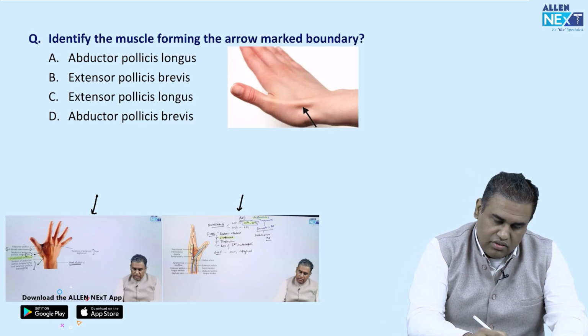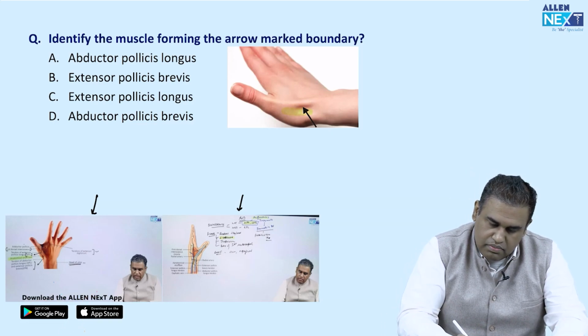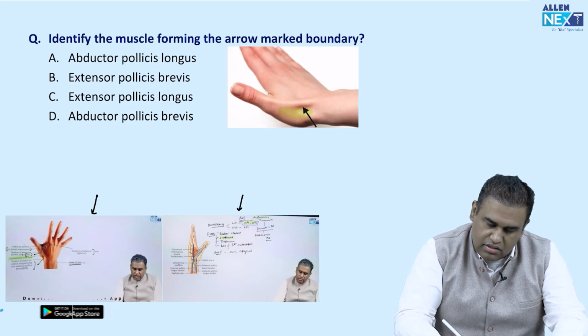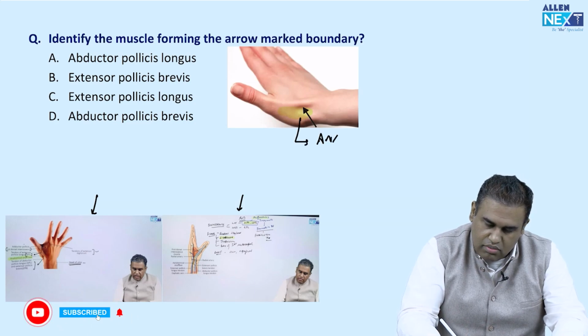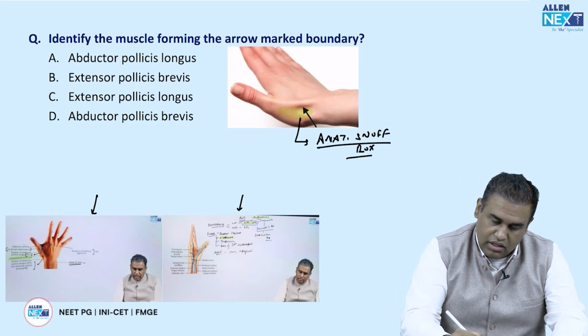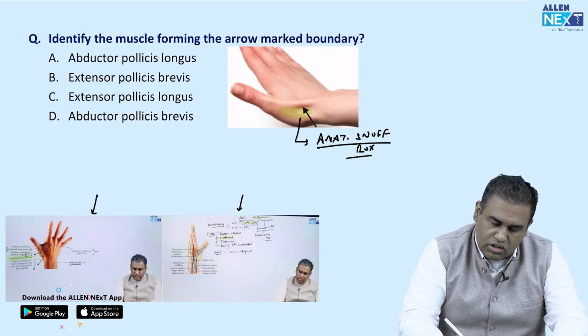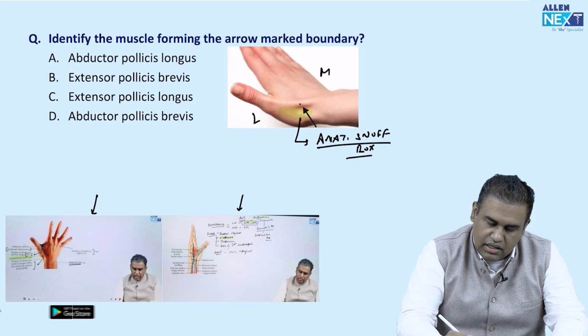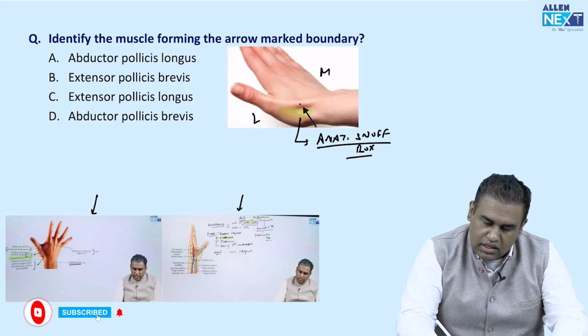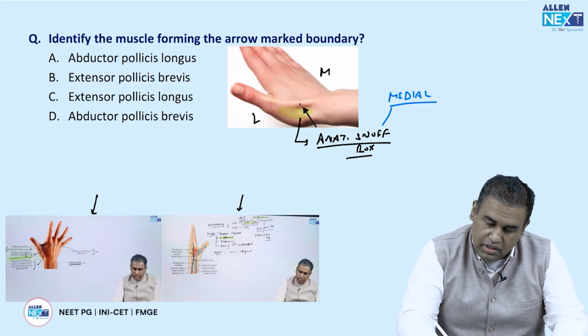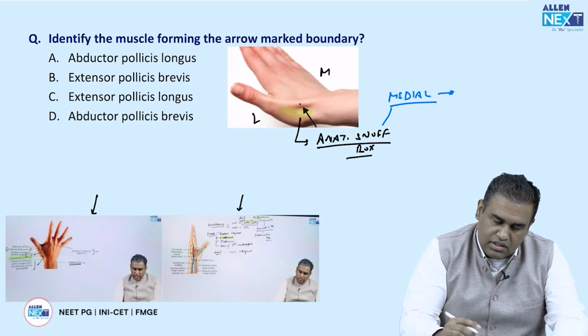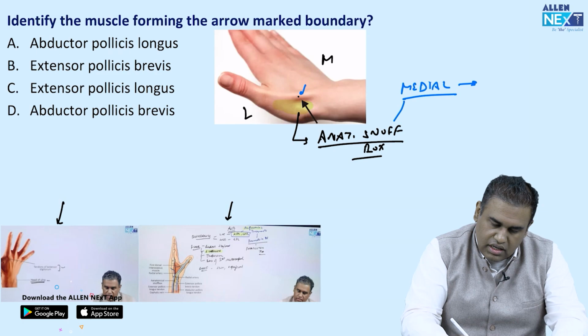Now this structure over here is very famous, known as the anatomical snuff box. It has a medial and a lateral boundary. What they asked in the exam was about this projecting tendon over here, which is forming the medial side. So they are basically asking, what is the medial boundary of the anatomical snuff box? You can just look carefully at this tendon.